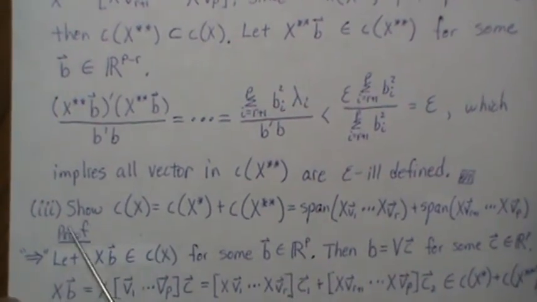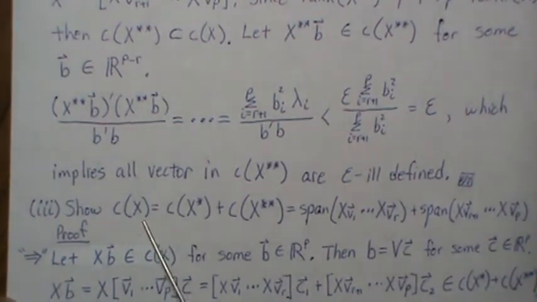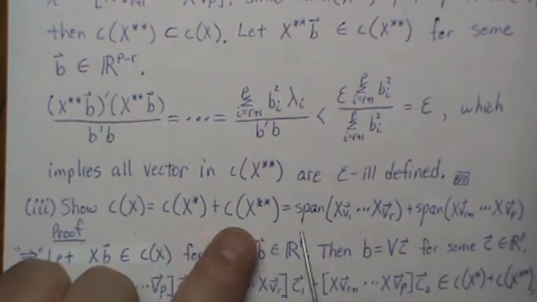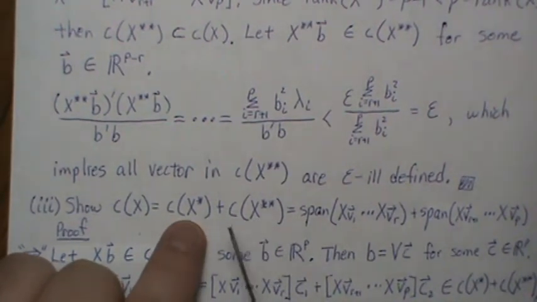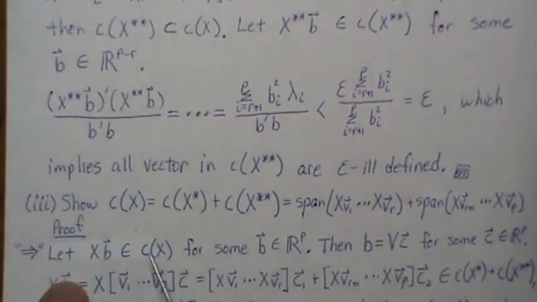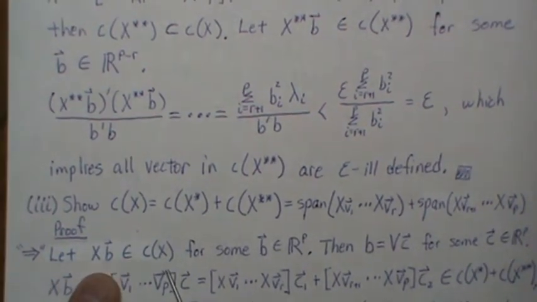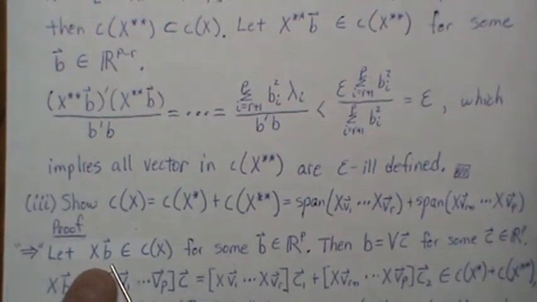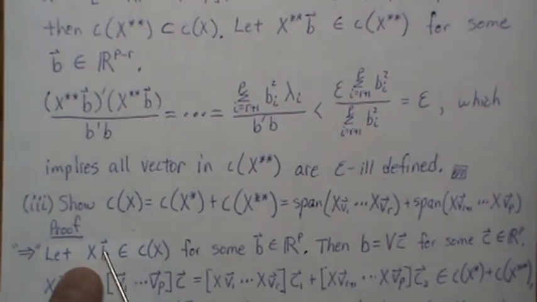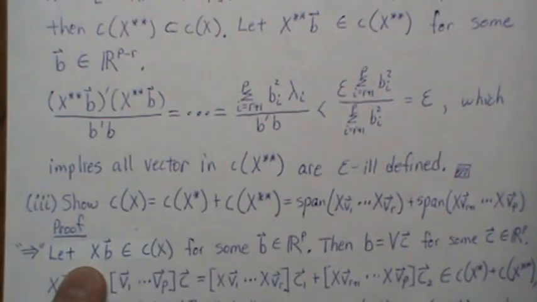So now in 3, we want to show that the column space of X is actually the span of both of these columns. So let's go this way. Let's let this be a vector in the column space of X. So X is n by p. So this is a p by 1 vector.